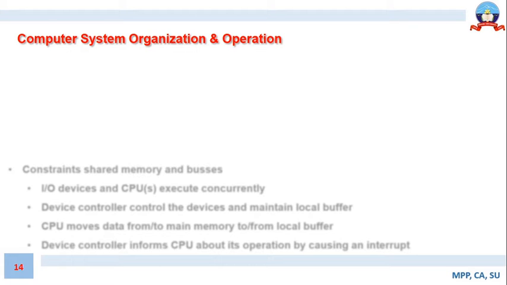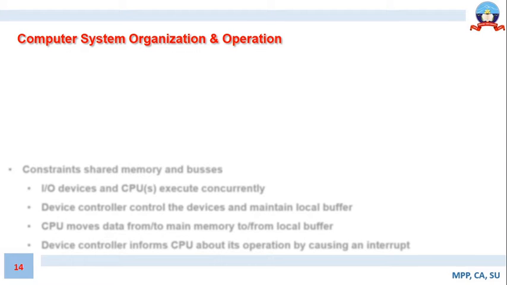Control unit, as the name says, is a unit that controls and coordinates the activities of all the other units that are there in the computer system. Again, I'll repeat it. Control unit is a unit that controls and coordinates the activities of all the other units in the computer system. Likewise, the arithmetic logical unit is responsible for performing arithmetic and logical operations.